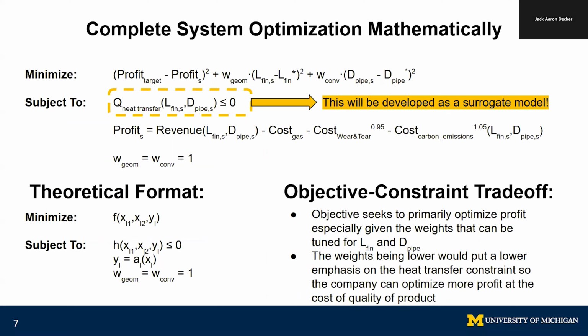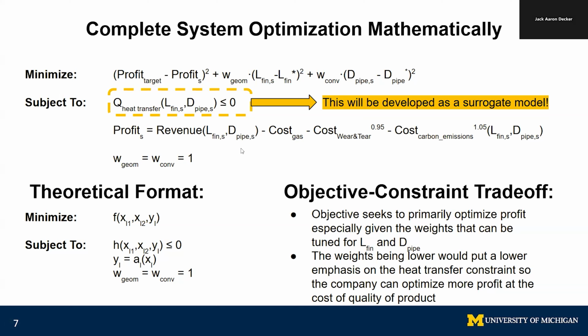And then we're going to be subject to the constraints of heat transfer, which we're going to develop as a surrogate model a little bit later. We also set profit equal to this term here, which is based off of two terms, revenue and cost of carbon emissions that are based off of L-fin and D-pipe. And we just set each of the terms to one for this example. A theoretical format is explained here.